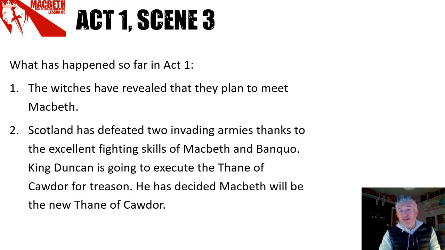So, just before we actually get into Act 1, Scene 3 itself, I wanted to recap what's happened in the two scenes before this. So far, what's happened in Act 1? In the first scene, the witches have revealed that they plan to meet Macbeth. In the second scene, we find out that Scotland has defeated two invading armies thanks to the excellent fighting skills of Macbeth and Banquo. And then King Duncan is going to execute the Thane of Cawdor for treason, and he's decided that Macbeth will be the new Thane of Cawdor. So those are the two summaries of what's happened so far in Act 1.